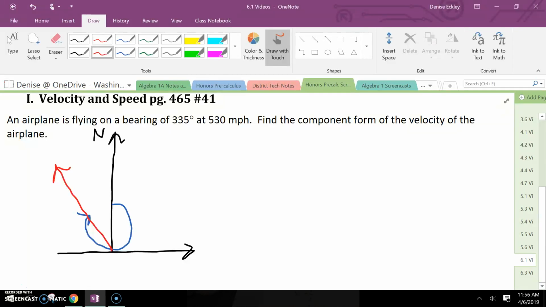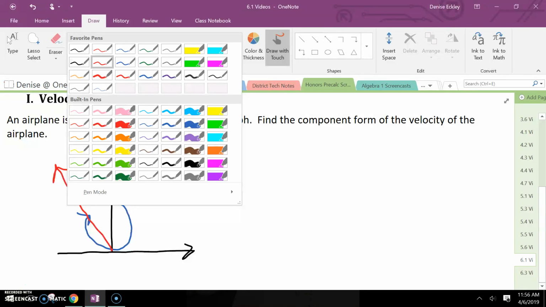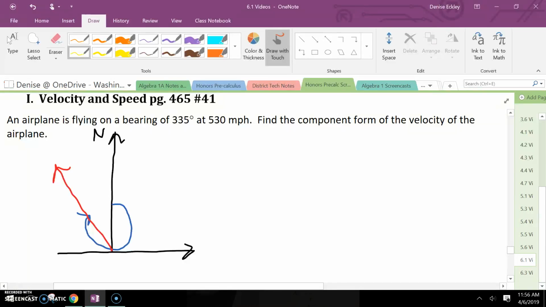So one of the angles we're going to take into account is this angle right here. That angle, since this is 335, the angle that I drew in yellow here has to be 25 degrees.